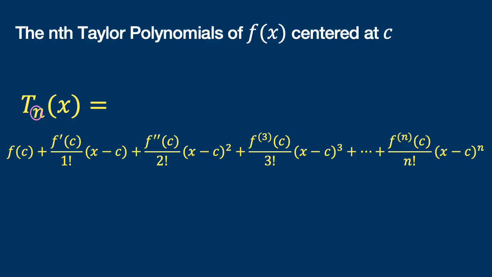Then you have a sum of powers until degree n right here. That's what we call the nth Taylor polynomial. So we use only a finite number of terms for the function f of x. That's what we're going to use to approximate the value of a function.